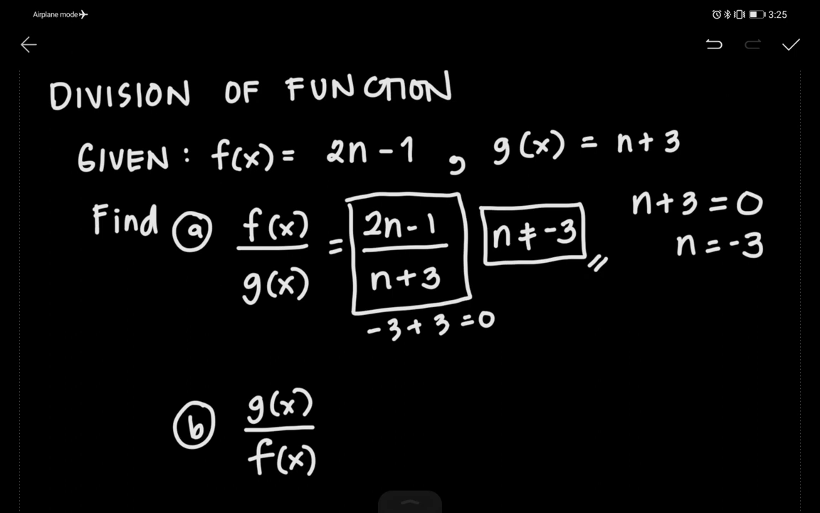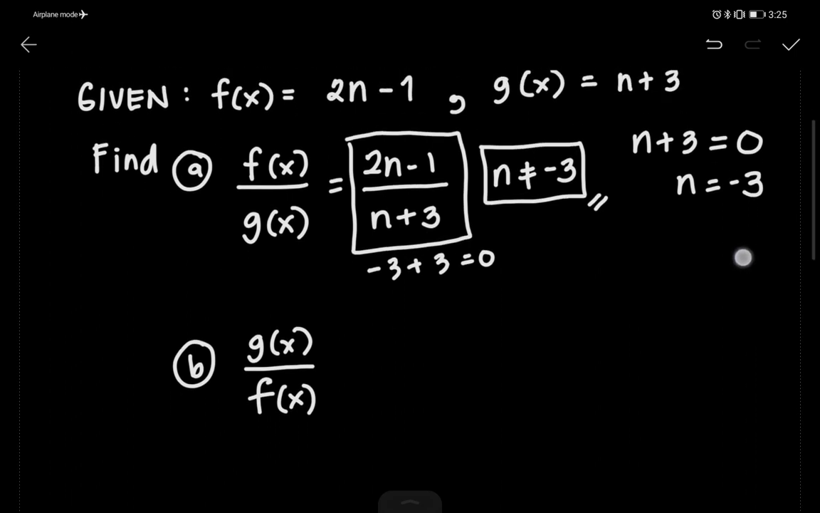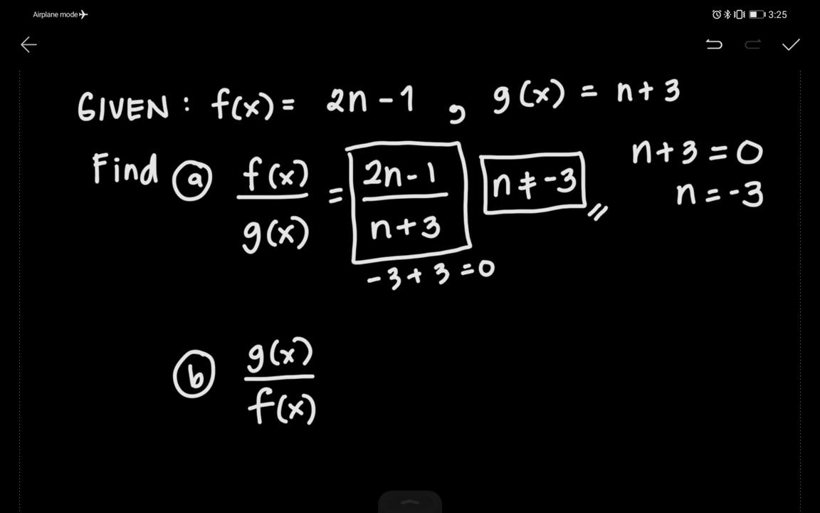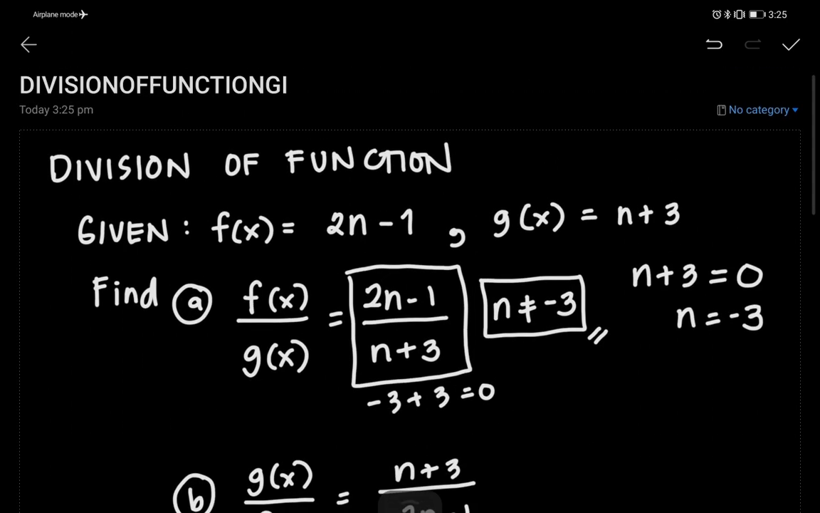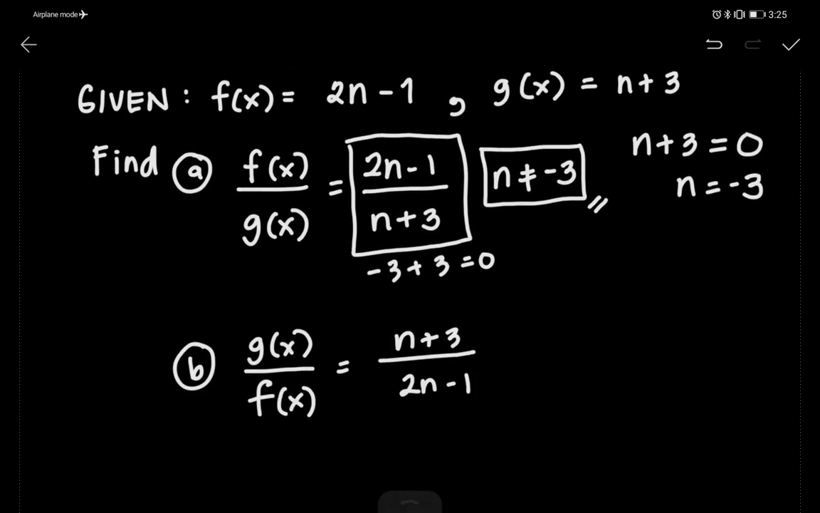Okay, so here, let us answer letter B, which is g of x, n plus 3, all over f of x, 2n minus 1. Same as usual, substitute. We have here g of x, n plus 3, and our denominator, which is f of x, 2n minus 1. Therefore, as we say, this is enough. This is in simplest form already, our numerator and denominator.